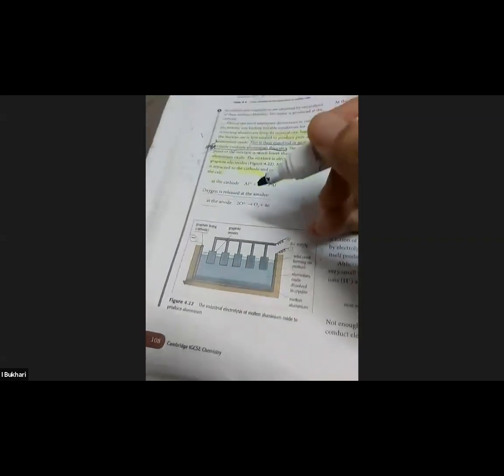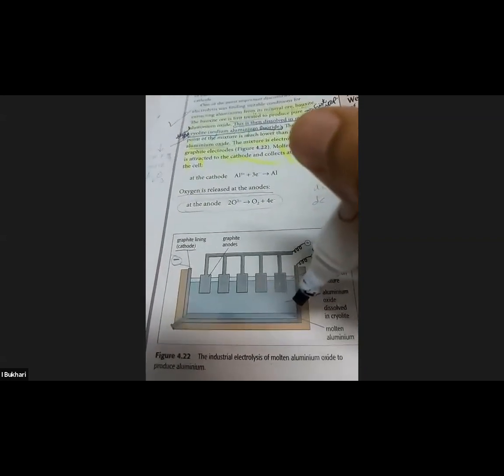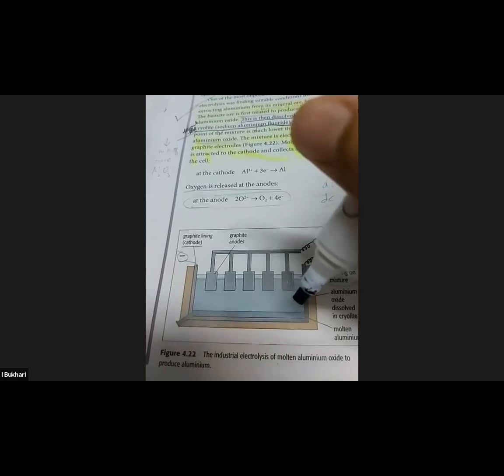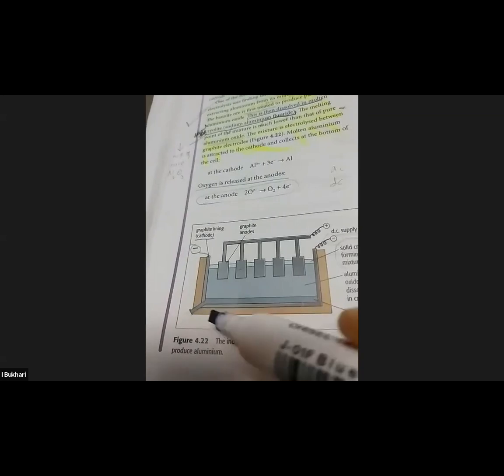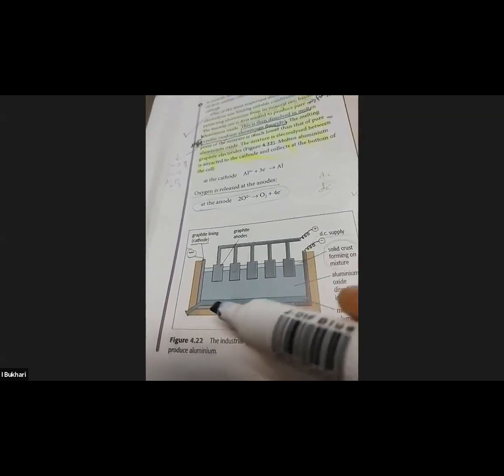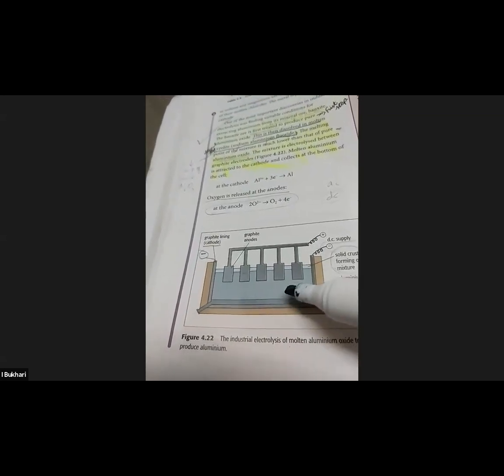So we decrease the melting point so that we have to use less energy in order to melt it. Once it is molten into its liquid form, the ions are free to move towards their oppositely charged electrode. And see how cleverly they have arranged the electrodes. They have lined the whole tank with the cathode. Why? Because they wanted the aluminum, because aluminum is a metal.